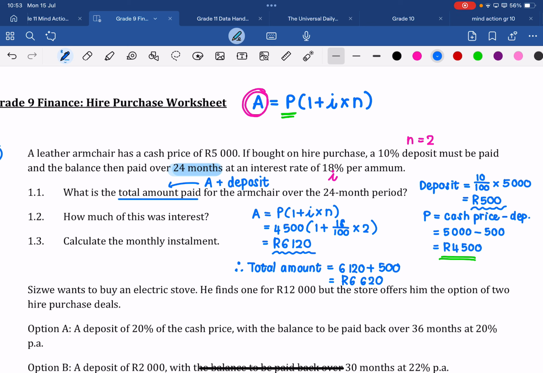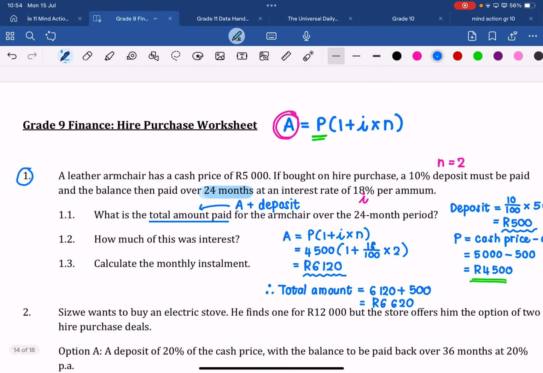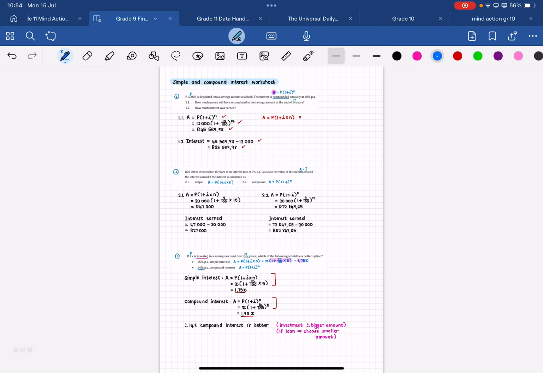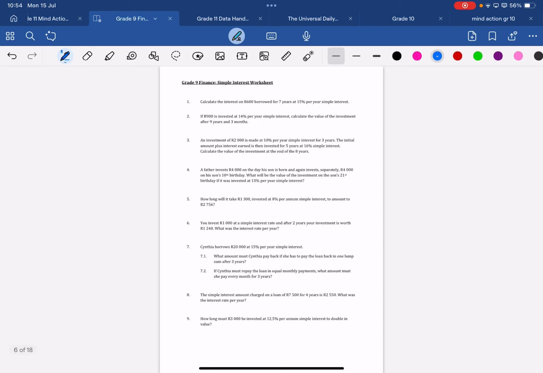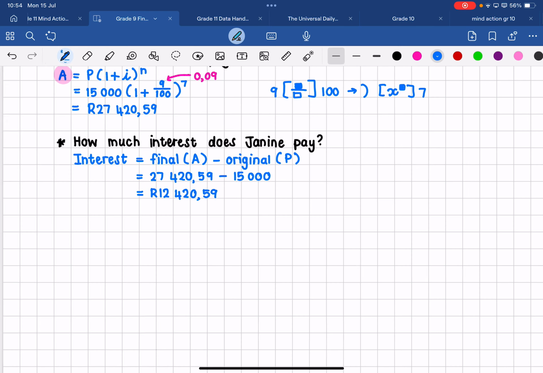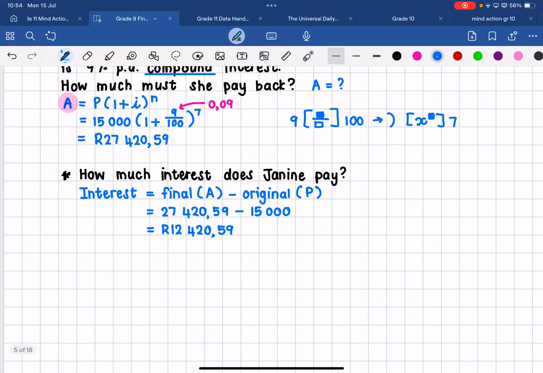Okay. Now for 1.2, they've asked how much of this was interest. Now guys, go back to when we first started this section, please. When we first started finance, go back. Somewhere we wrote a formula for interest amount. Interest amount paid. I'm going to look in my notes as well for where we wrote that down. Somewhere we wrote a formula for how much interest. I can see it here in my page.